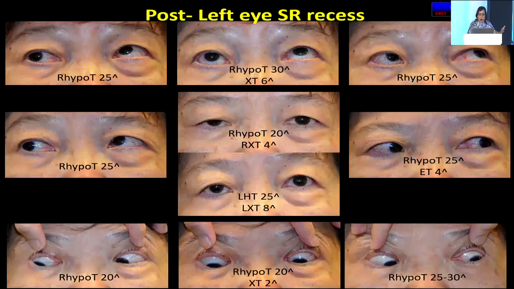So we've come a long way. We've come from 130 prism hypotropia. We are now down to a 20 prism hypotropia. Patient, of course, is still not happy because to her, the double vision is still there.